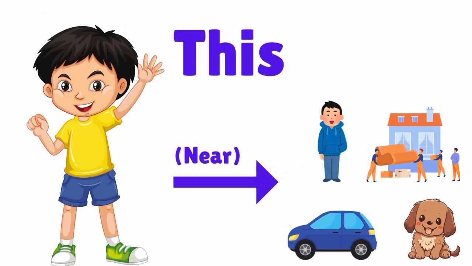This. We use this to identify or talk about the things that are near to us, be it a person, place, animal, or thing. We always use this if we talk about only one thing, that is a singular noun.